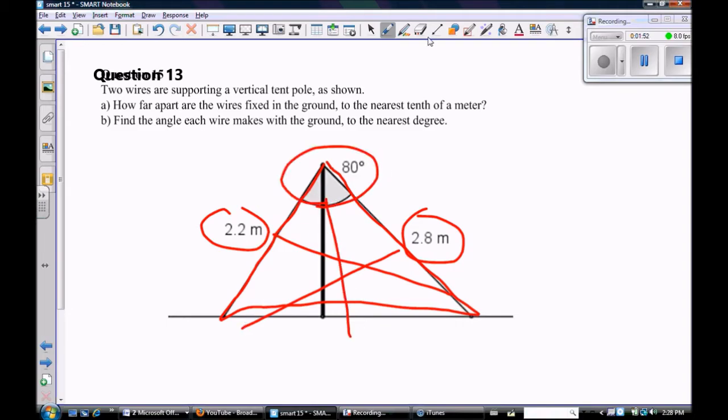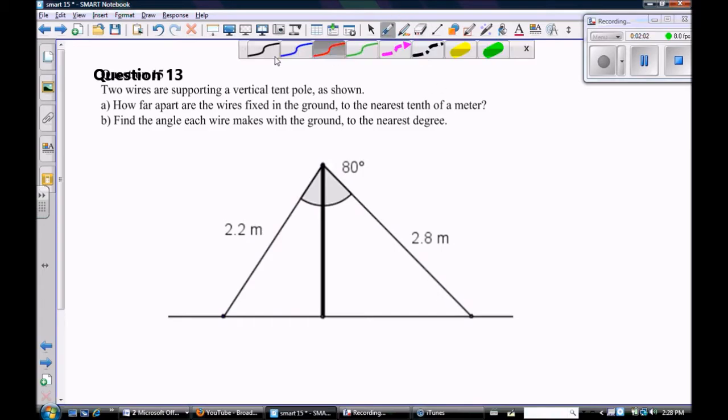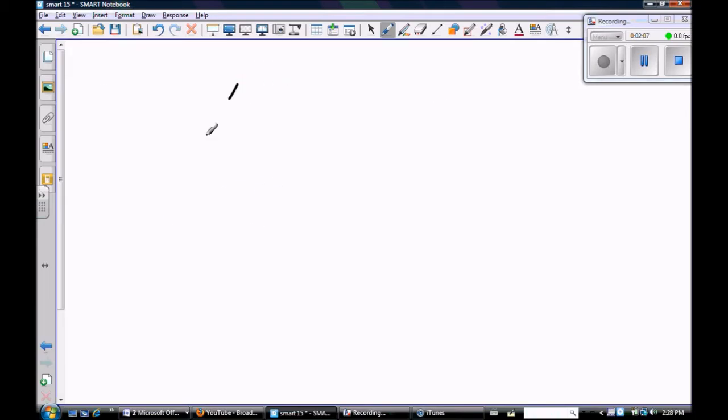No. So there's no way that I can use the sine law, because to use the sine law, you need one side and its opposite angle to both be known. So therefore, we have to use the dreaded cosine law. That's not so bad. Okay, so let's go to the next page.